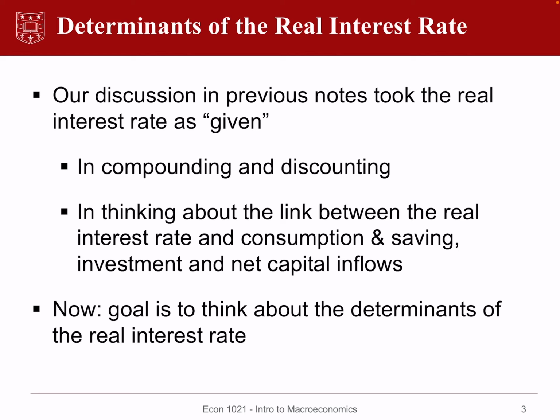So what I'd like to do is to suggest to you kind of the context in which we're operating here. So in our previous discussion, we took the real interest rate as being given. So we took it as given when we were talking about compounding and discounting problems. We said, suppose the interest rate is such and so, how much would an amount of money be worth 5 years from now, or if you were to receive it in the future?